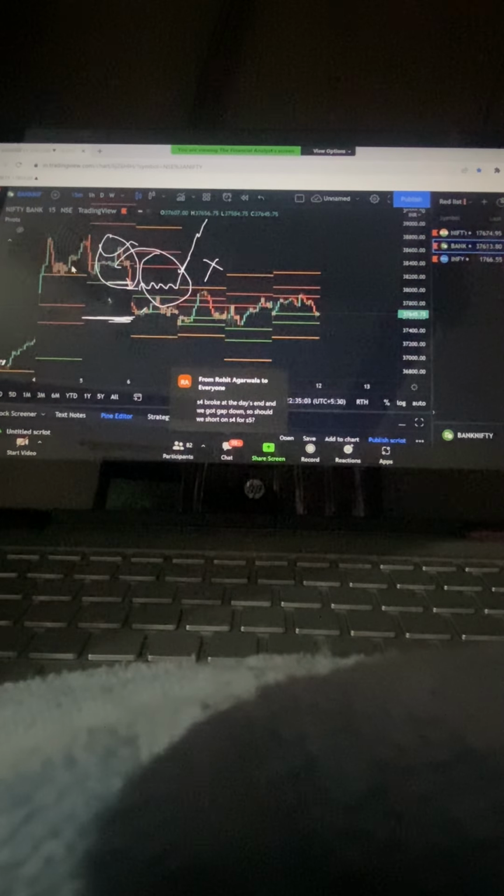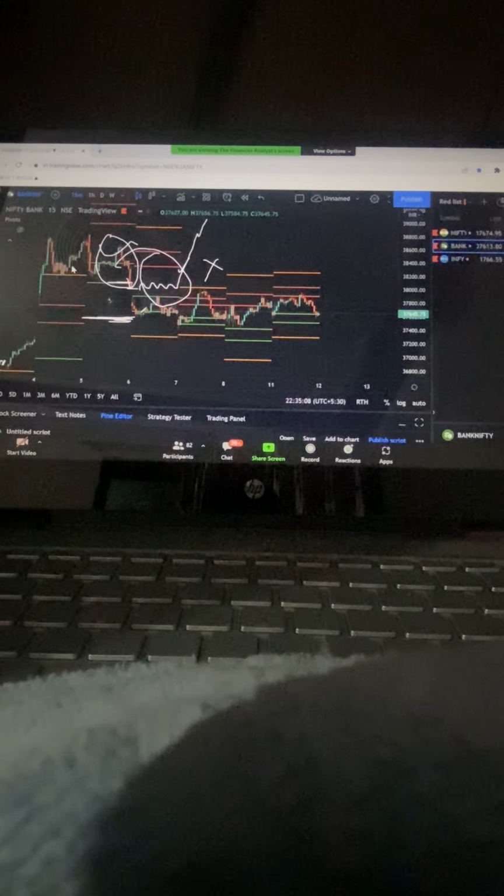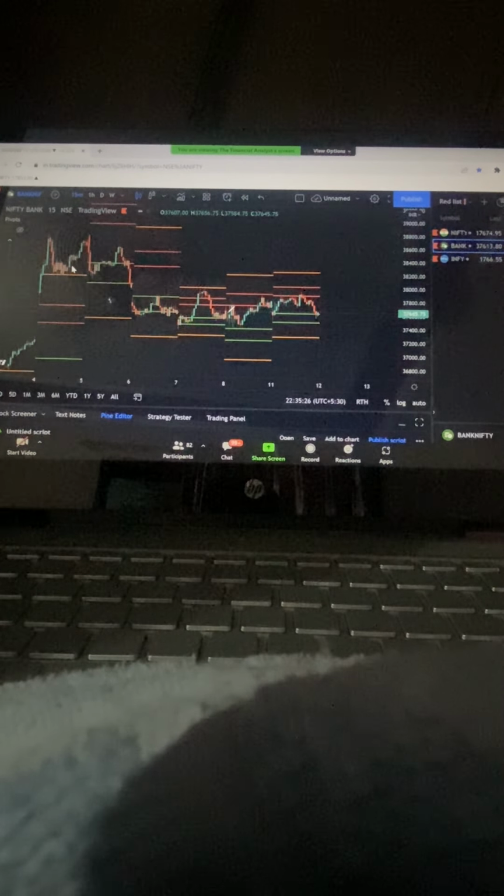R4 broke at the day's end and S4 broke at the day's end and we got a gap down. So should we short on S4 for S5? No, I have said to short at S4. Okay, if there is some strategy or trade, I'll tell you the strategy. Don't randomly take any trades. How to trade a breakdown, I'll tell you that. Don't worry. Okay, so that is done.